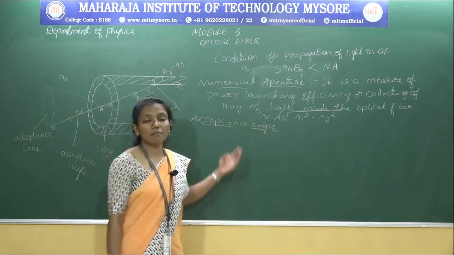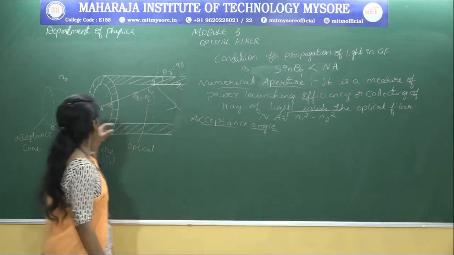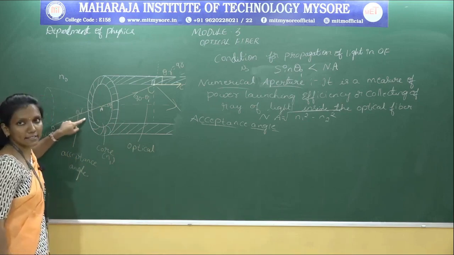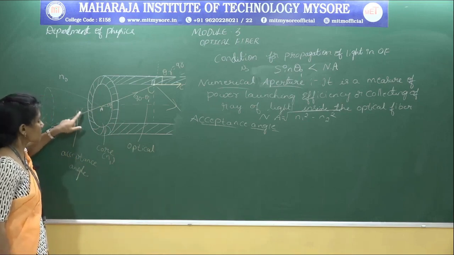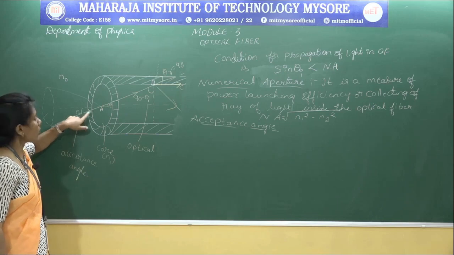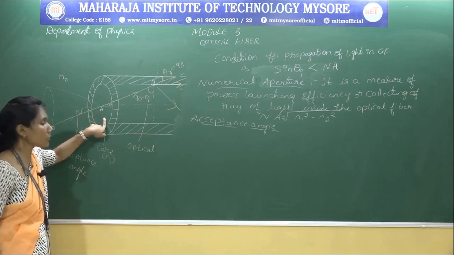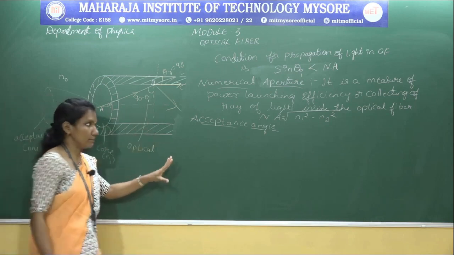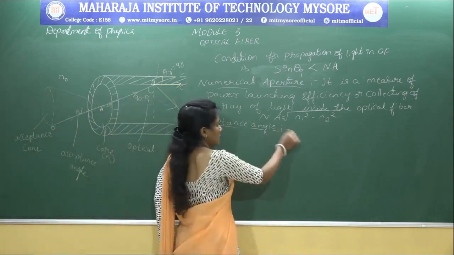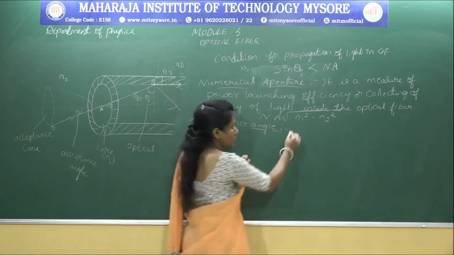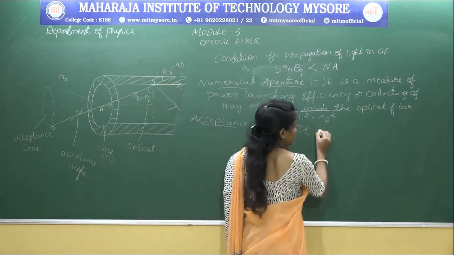theta naught is the acceptance angle. It is the maximum angle to the optical axis at which the ray of light will propagate inside the optical fiber. That is nothing but the acceptance angle. So it is the maximum angle.